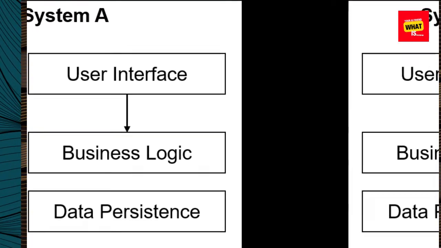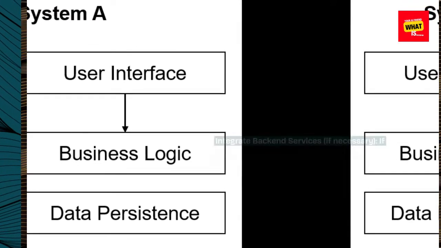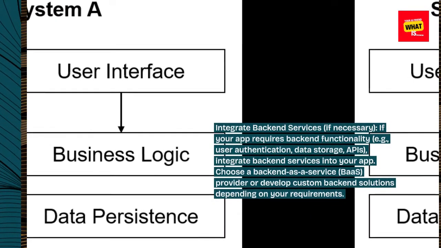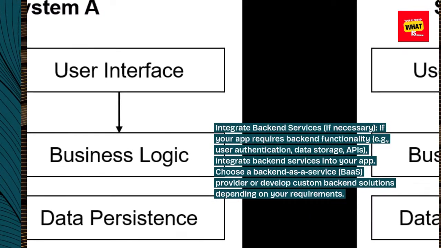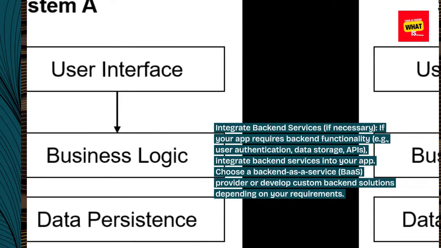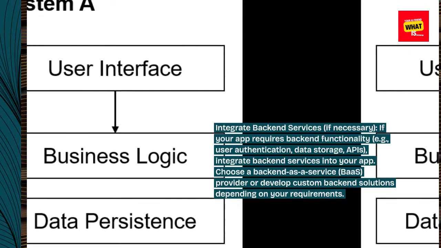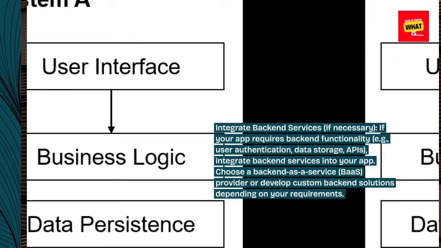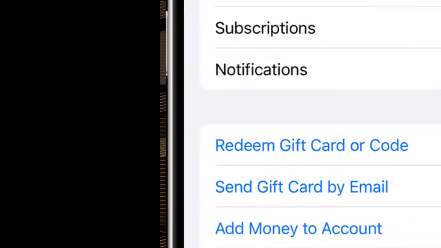Integrate back-end services, if necessary. If your app requires back-end functionality, e.g., user authentication, data storage, APIs, integrate back-end services into your app. Choose a back-end as a service, BaaS, provider, or develop custom back-end solutions depending on your requirements.